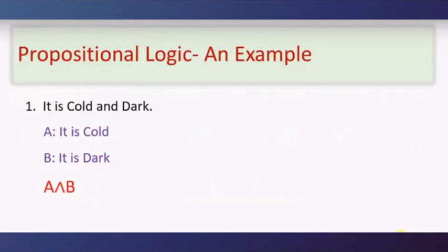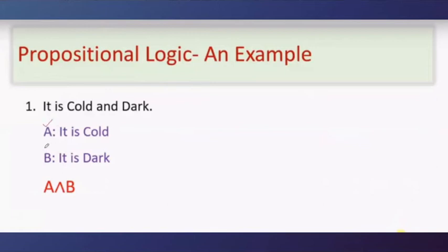Let us go for some symbols in propositional logic. So the first sentence is, it is cold and dark. We'll find out two sentences here: it is cold and it is dark. There are two things. So A will be represented by it is cold and B will be represented by it is dark. So we got two sentences.